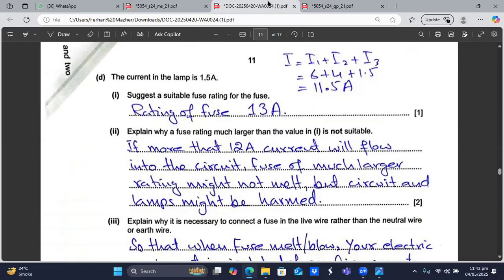So first of all, we calculated how much current is coming from the battery. We know the current in the 3 branches there. So the current coming from the battery is the sum of the current in those 3 branches. So that is 6 plus 4 plus 1.5. That's 11.5 ampere. The rating of the fuse must be more than 11.5 ampere. So a famous rating of the fuse is 13 ampere.